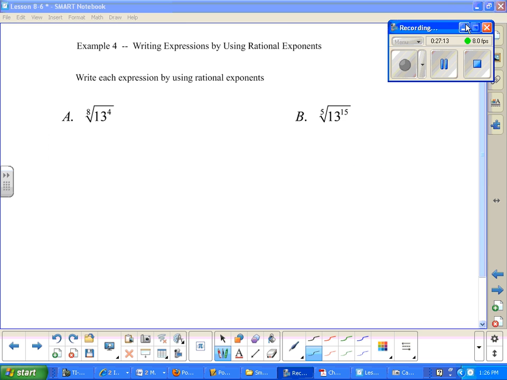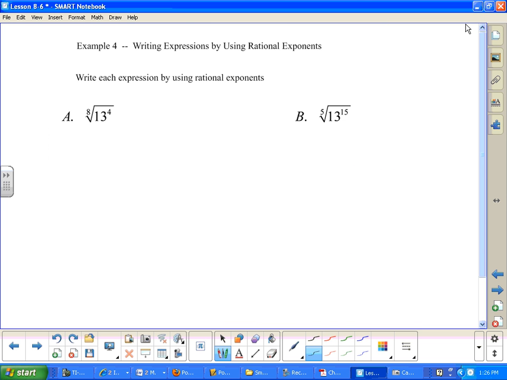Okay. Going the other way. We just took the fractional exponent and wrote it as a radical. Take the radical and write it as a fractional exponent. So the index is the denominator for the exponent. Your exponent under the radical is the numerator. So this is 13 to the 4/8 power, or 13 to the 1/2.